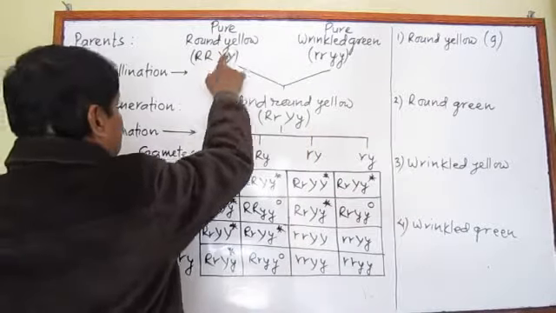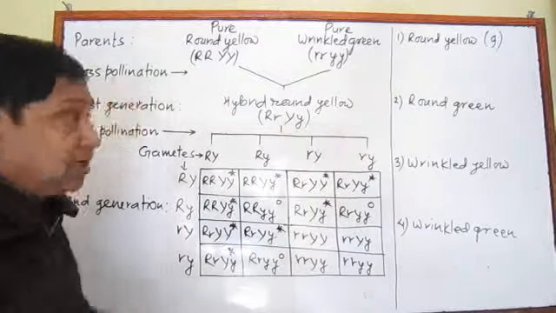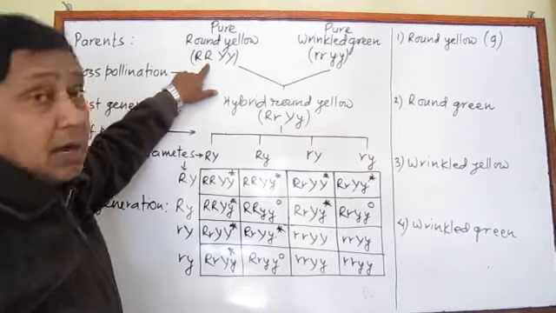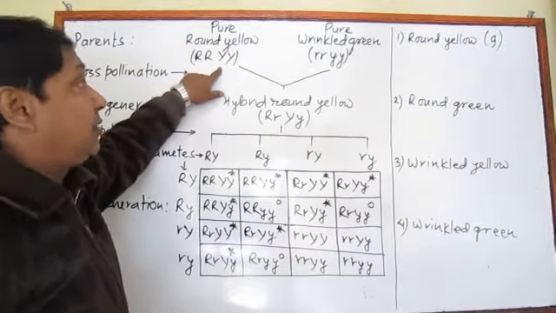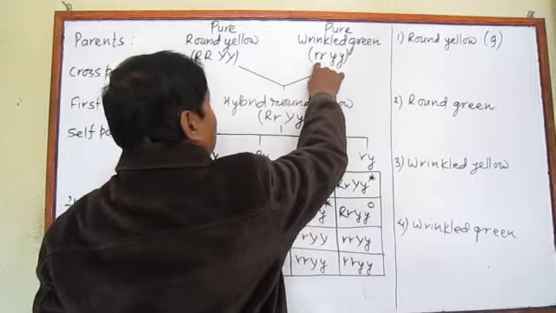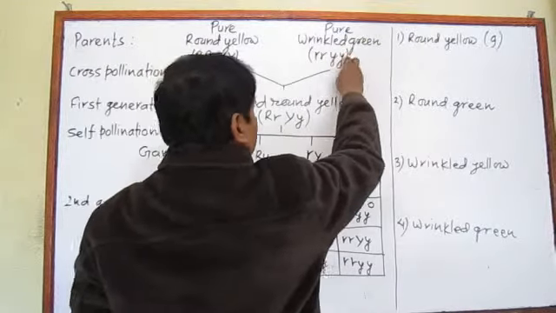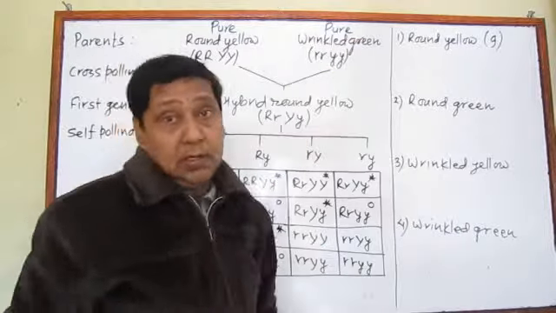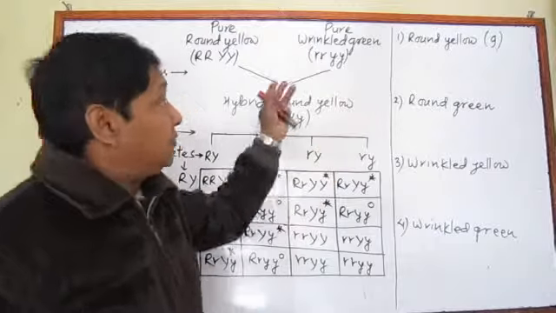Pure round yellow seeded pea plant is cross-pollinated with pure wrinkled green seeded pea plant. Pure round means both the genes have character of being round, and pure yellow means both the genes have character of being yellow. And pure wrinkled means both the genes have character of being wrinkled, which is denoted by small r, and pure green means both the genes have character of being green. This way, pure round yellow is cross-pollinated with pure wrinkled green.